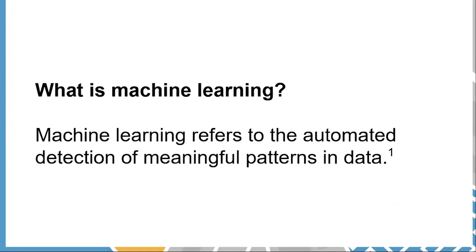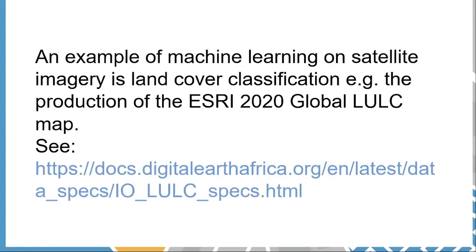Machine learning simply is the automated detection of meaningful patterns in data. In our context, the data we'll be talking about is Earth observation data, and more specifically, this will be Sentinel-1 satellite imagery. A good example for us of machine learning on satellite imagery is its use in land cover classification. One of the data sets we have in the DE Africa platform, or specifically the sandbox, is the ESRI 2020 Global Land Use Land Cover Map.